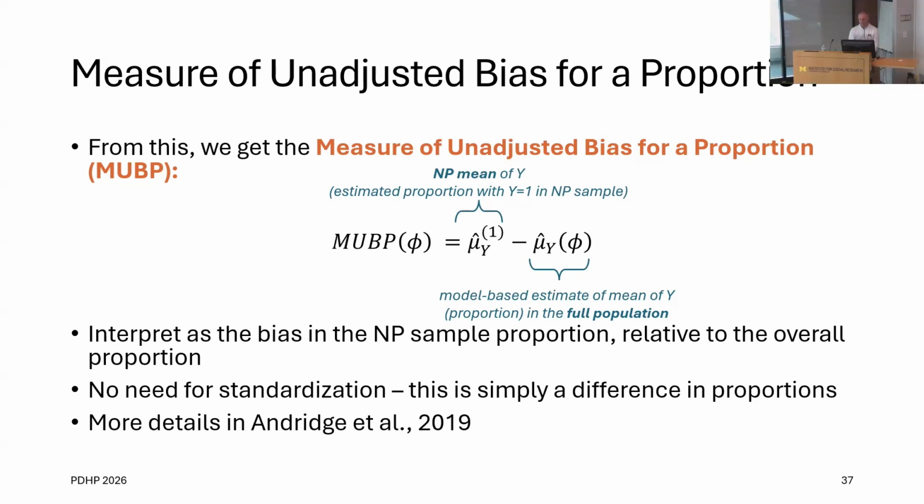Yep, and this also shows, with this very simple expression, if we want a good estimate of the overall mean of y for this binary variable, we just flip that around and you get that estimate by subtracting the MUBP from the mean for the non-probability sample. It's just a very simple adjustment to get that overall mean that you're probably interested in. So very straightforward.